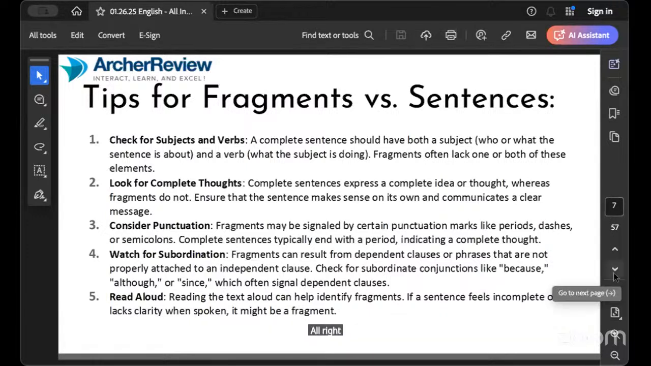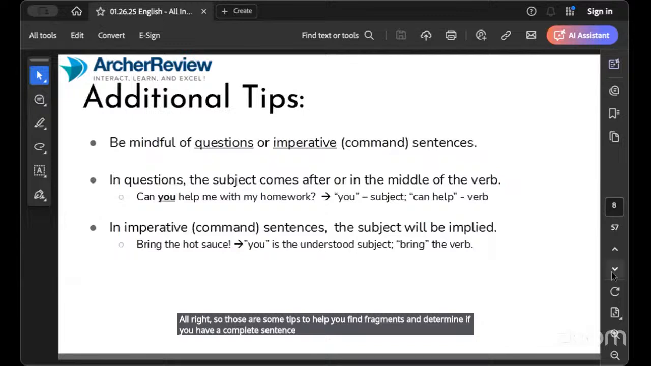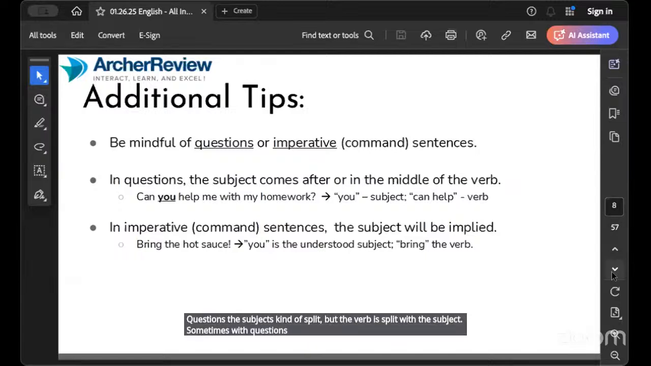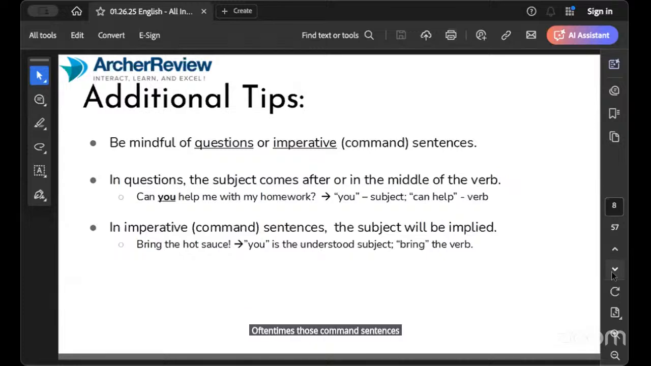All right, so those are some tips to help you find fragments and determine if you have a complete sentence or a fragment. Now, a few more tips for you: be mindful of questions and imperative, or what we call command, sentences. These can oftentimes look tricky. With questions, the verb is split with the subject. Sometimes with questions you might not see a subject, but it's implied. And especially with command sentences, oftentimes they will not have a visible subject.